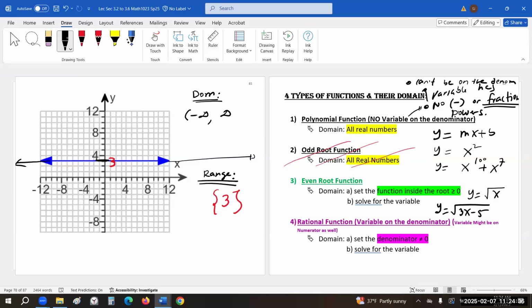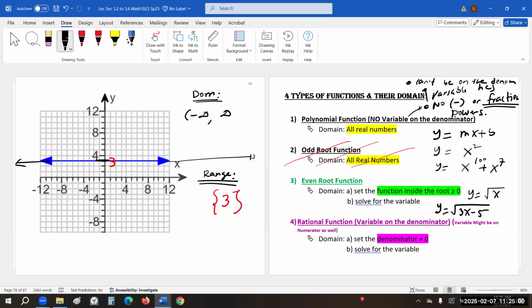So in order to find the domain, step 1 is to identify: do you have a problem with that function? If you do, how can you solve that problem? Even root functions have a problem with negative numbers. To solve this problem, we make sure whatever we have inside, this whole thing, is positive or 0.